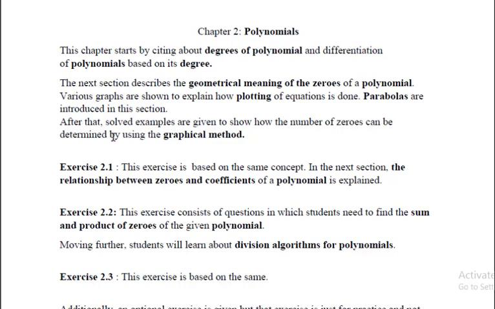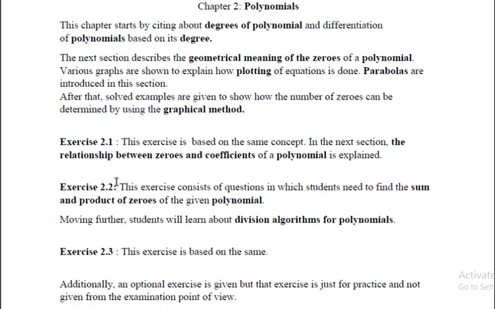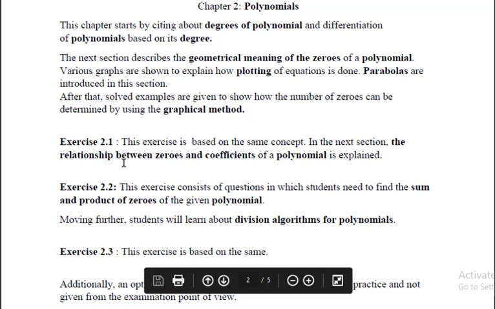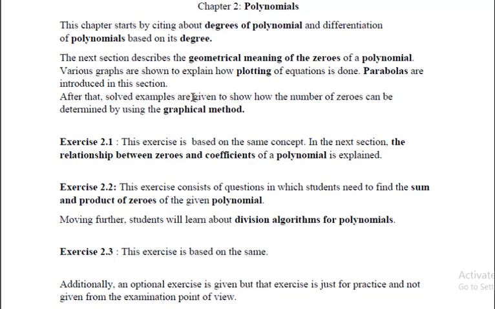In your polynomials chapter there are mainly 3 exercises: exercise 2.1, 2.2, 2.3. If you practice these 3 exercises, maybe in the coming board examinations you will attempt some short answers. Okay, this exercise 2.1 is based on the same concept, which is the graphical method.